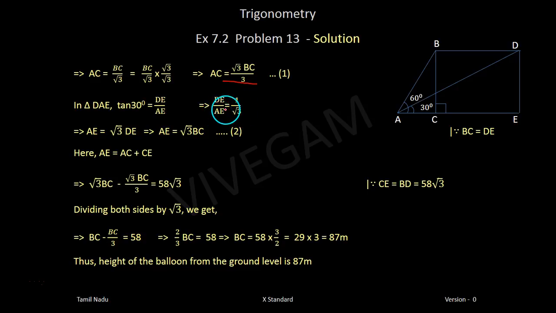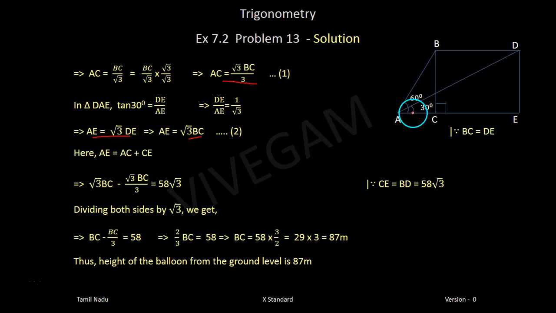Now we will have to get AE, right? So AE will be equal to DE into root 3. Just cross multiply, it will go up. Okay. So AE equal to root 3 DE. But what is DE? If you look at the figure, DE and BC are equal. So we can write AE as root 3 BC.